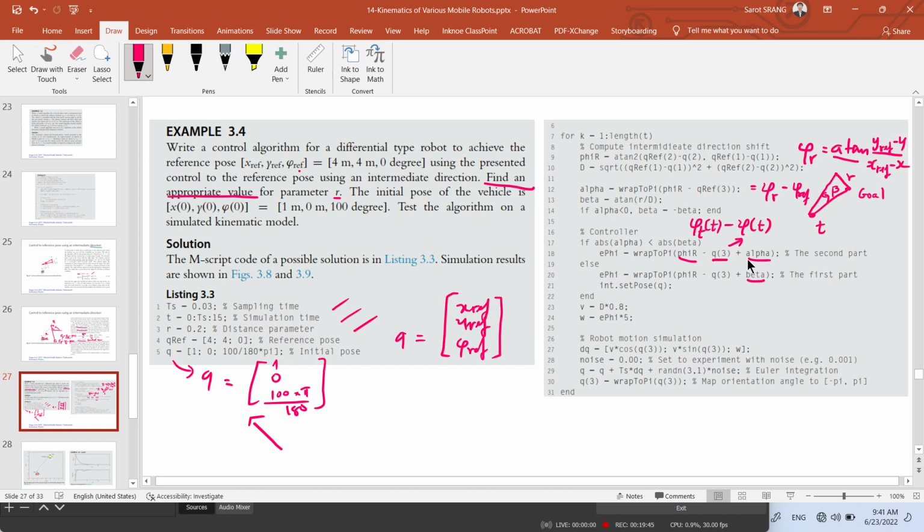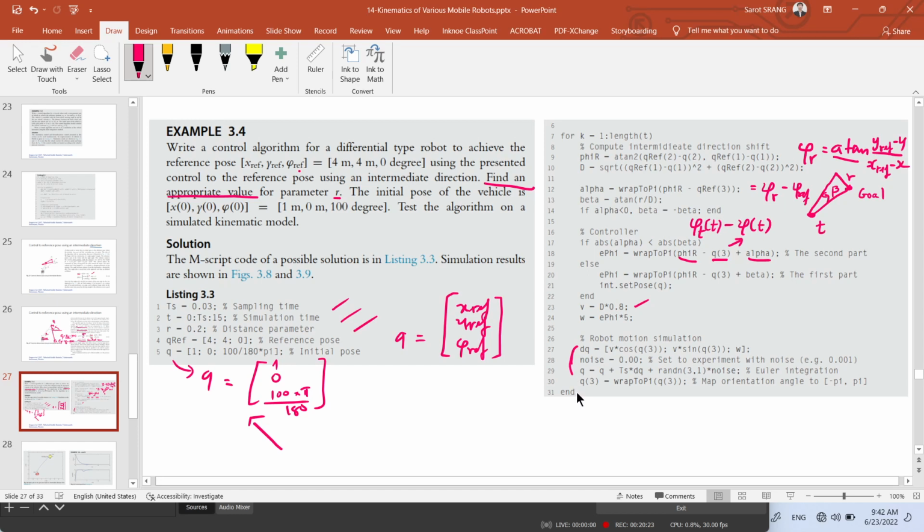Small with respect to what? Smaller than beta. And then the linear velocity is chosen to be proportional to the distance from the instantaneous location to the goal, and the orientation velocity is chosen to be proportional to the error. This part is just the same as before, the kinematic simulation using Euler integration.